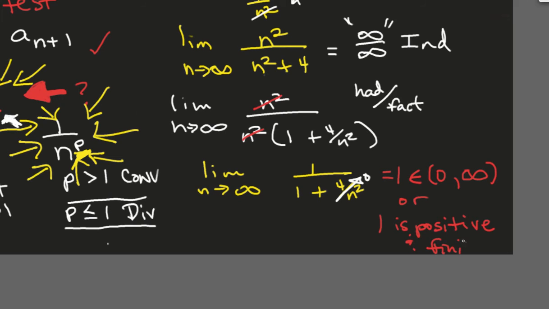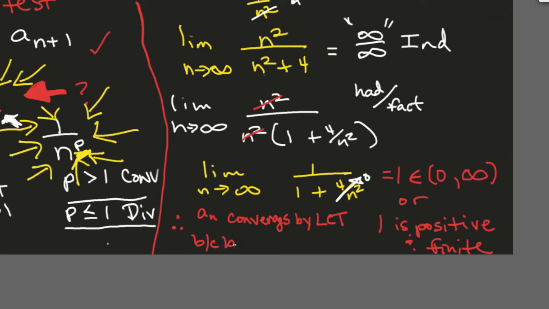And your conclusion will then be, therefore, A sub n converges by LCT because B sub n is a convergent p-series.